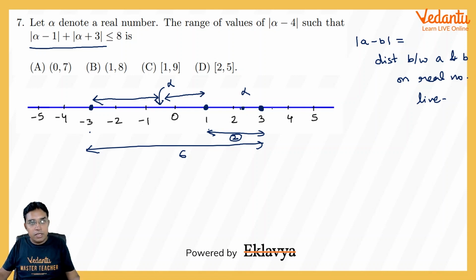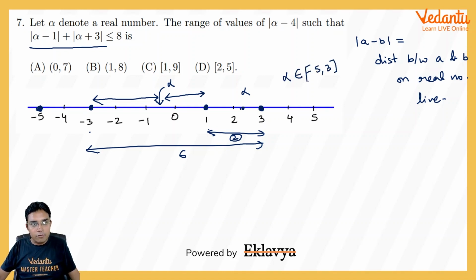And similar to this, my other extreme, my alpha can be -5, because this point -5 is at distance 2 from -3 and is at distance 6 from 1. 6 plus 2 is 8. If you go any further to the left of -5, this sum will become greater than 8. So I think we have got alpha to be from -5 to 3.